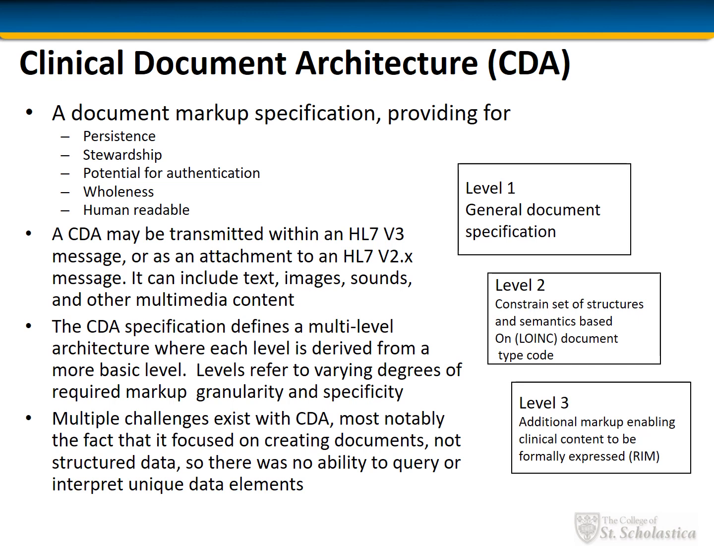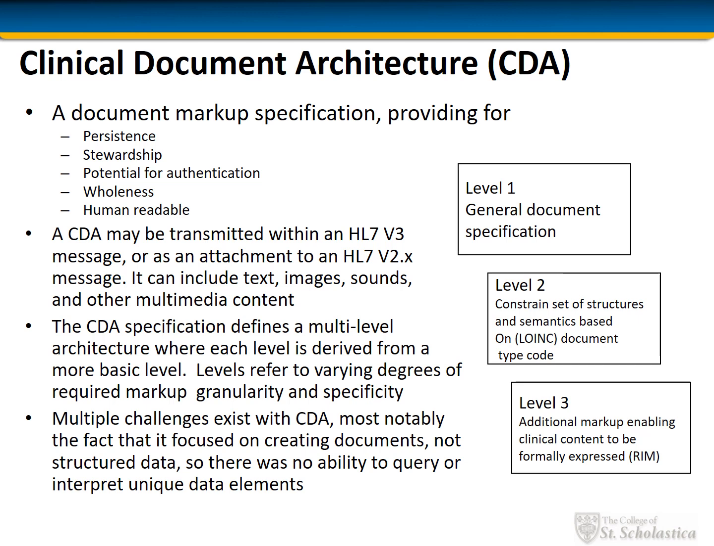Multiple challenges exist with CDA, most notably the fact that it focused primarily on creating documents, not structured data, meant that there was no ability to query or interpret unique data elements in most of its uses, which were limited to level 1 and level 2, which could be accommodated by HL7 version 2.x. Second, there was considerable confusion by implementers in how to use the various characteristics of the CDA, so the documents exchanged often contained the right data but in an illogical manner.